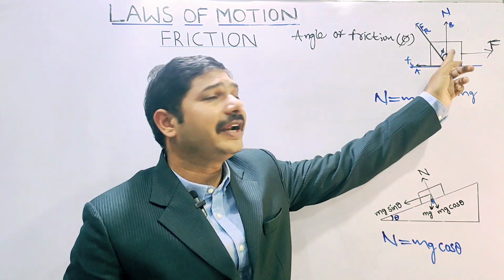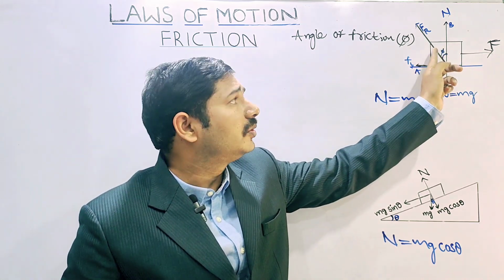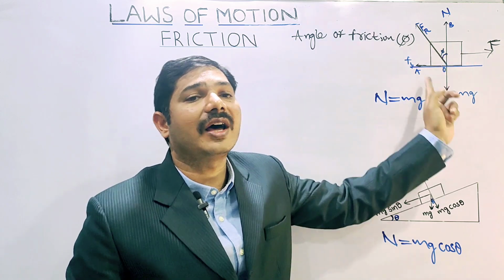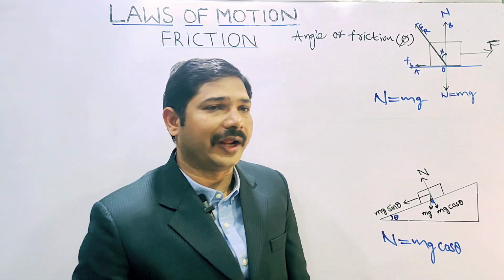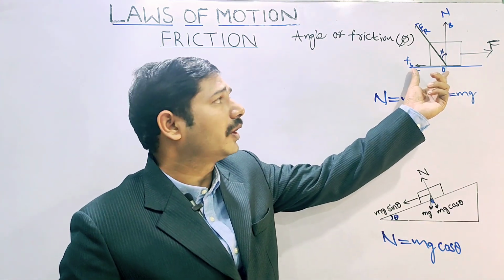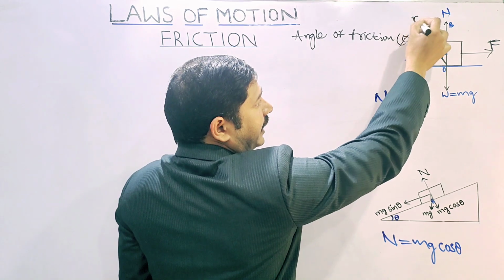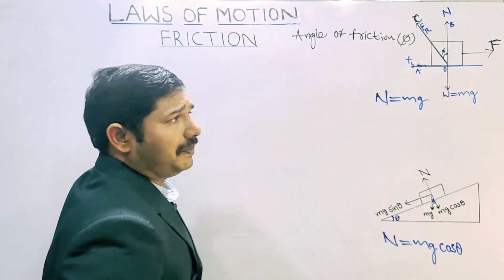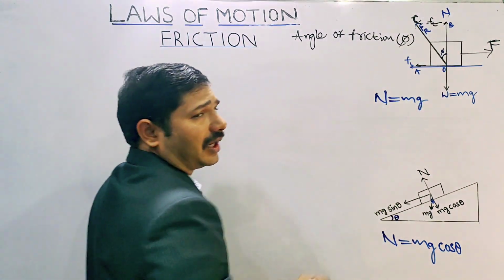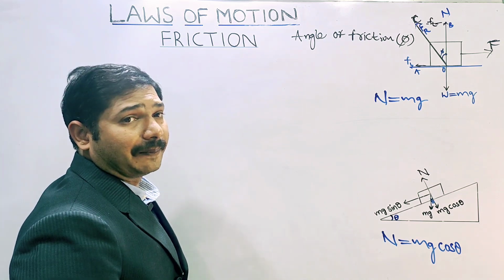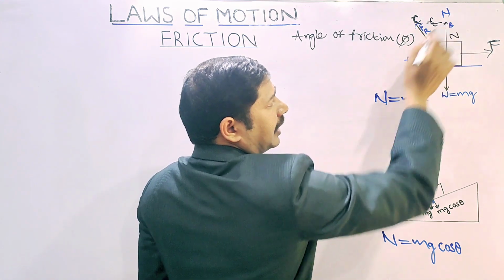So we can define it like this: the angle between the normal and the resultant of normal and frictional force is called the angle of friction, denoted by the symbol phi. From here, this is OA. Taking a line BC parallel to OA, OA is the frictional force FL, the static frictional force or limiting frictional force. And the adjacent side is the normal reaction N.